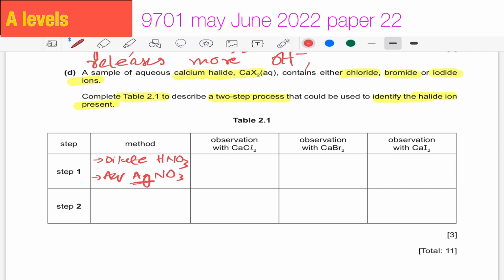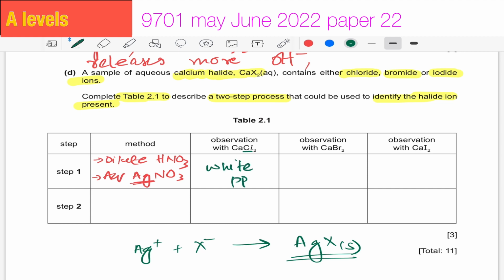Right, aqueous silver nitrate will release Ag plus ions, and Ag plus will react with the halide ion present in the solution to give us silver halide, which is insoluble in water, and we get precipitates. So if we have chloride ion present in the solution, we get silver chloride, which gives white precipitates. If we have bromide ions present, we get silver bromide, which gives cream precipitates. And if we have iodide ion present, we get silver iodide, which gives yellow precipitates.